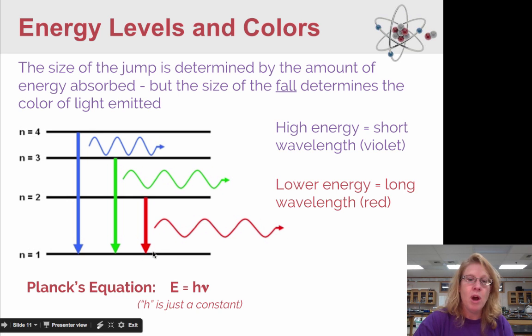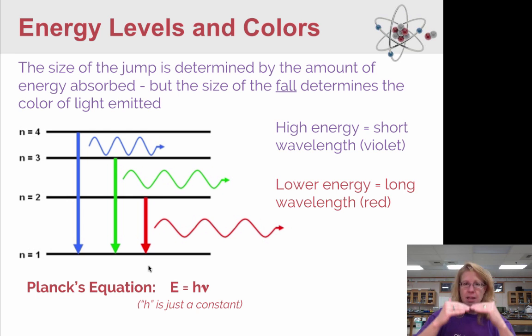If an electron only absorbs a small amount of energy, jumps up, say, from one level to the next and comes back down, it's going to release relatively low energy light. And relatively low energy light is on the red end of the spectrum. Remember, those on the EM spectrum are the less dangerous types.